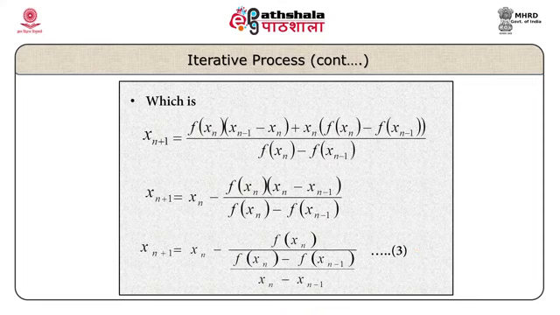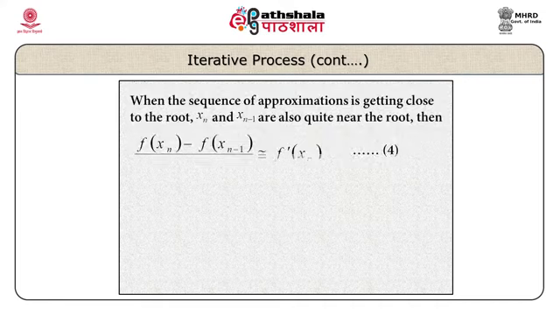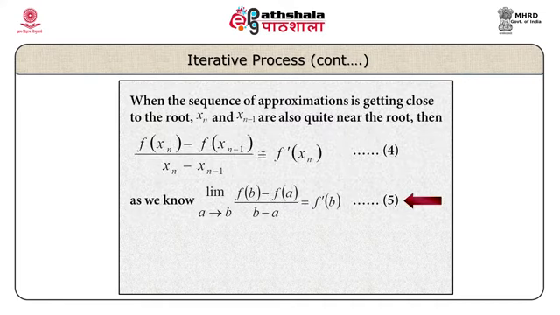So, this is another form which we are writing as equation 3 of secant method. Now, see, we know if we have the ratio [f(b) minus f(a)] upon [b minus a] and take the limit as a tending to b, that is, as a comes nearer and nearer to b, then this limit of the ratio turns out to be the derivative of f at the point b.